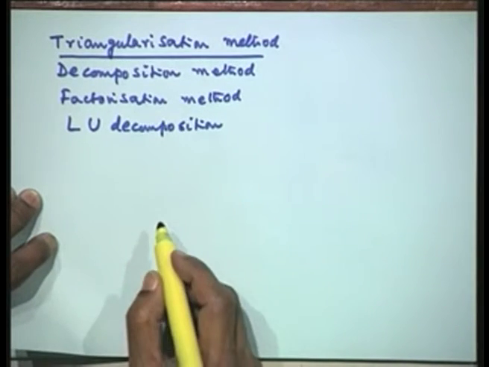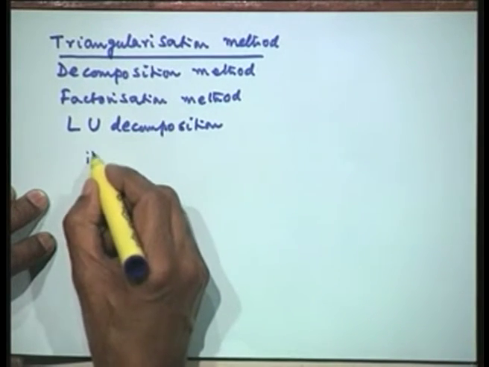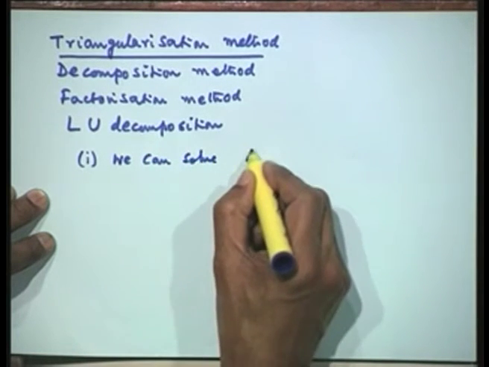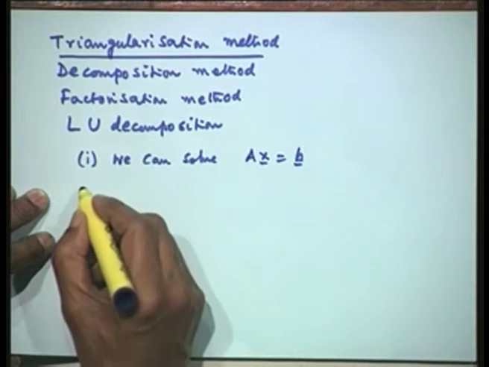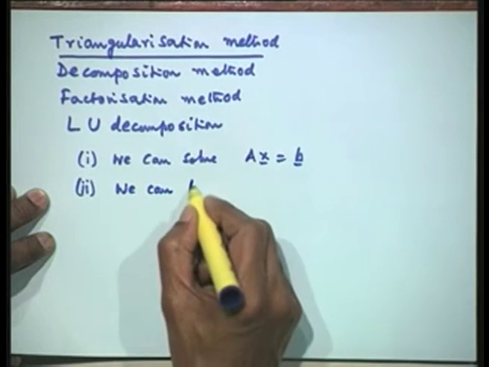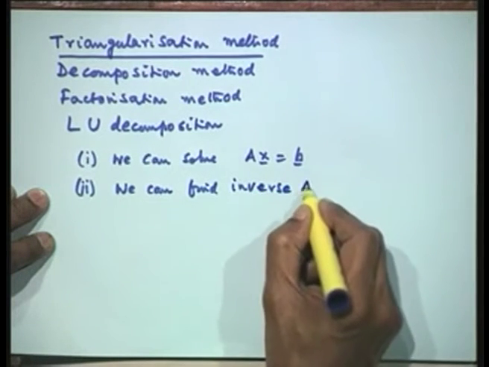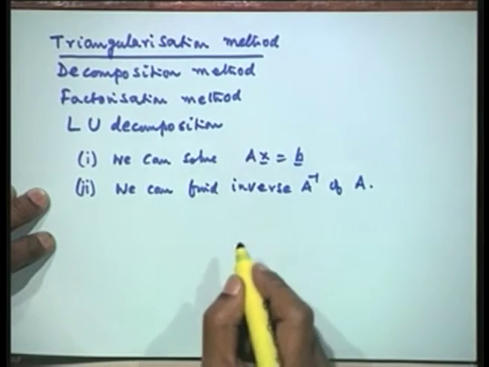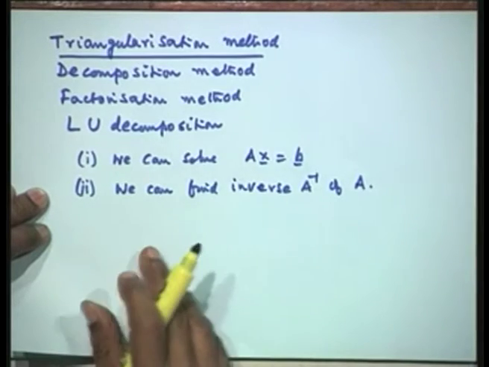Now, this method can be used for two purposes. One is we can solve a given system of equations Ax is equal to b. We can also use this to find the inverse of a matrix, A inverse of A. So, this method can be used for both cases, finding the solution as well as finding the inverse of a matrix.